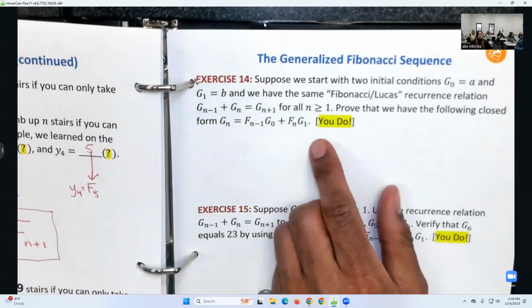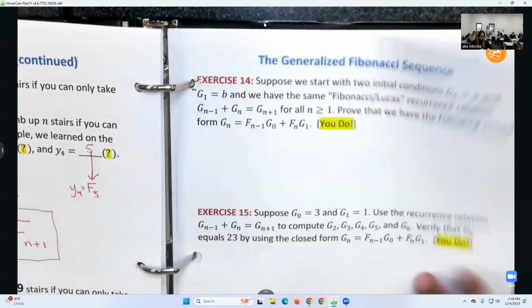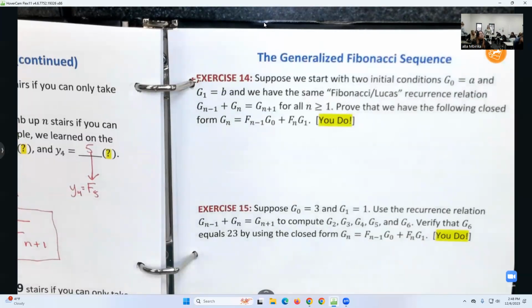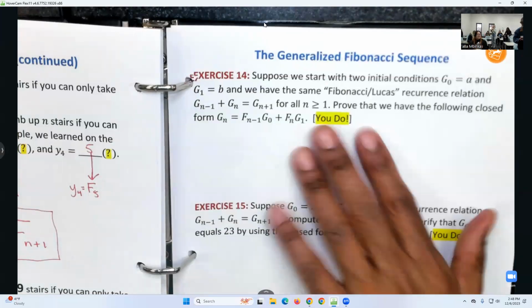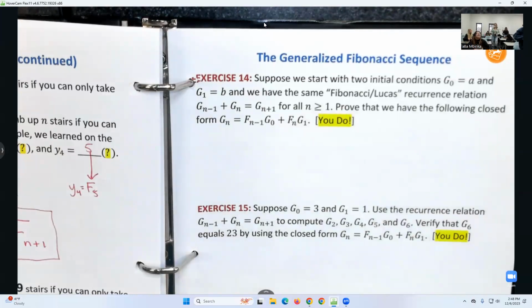On Friday, we'll say what happens when we just start with any two numbers. All right. There's homework due tonight on 11.1, and then tomorrow's homework on Fibonacci. You know everything to do that homework. There's not a single question that's like this stuff here on the generalized Fibonacci sequence. So, thank you for being bomb.